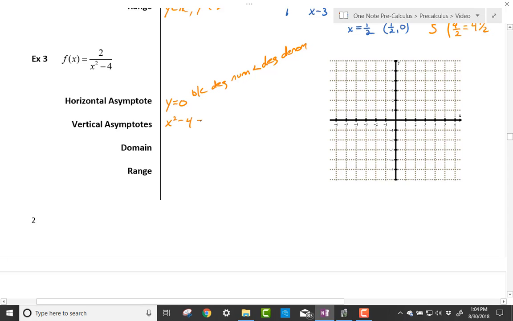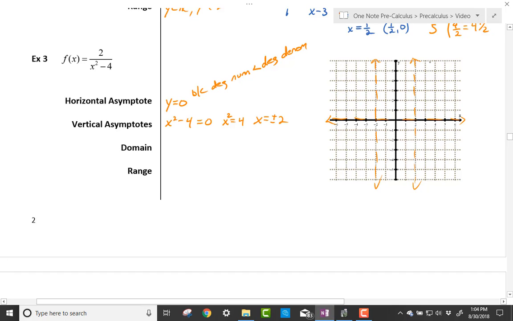I'm going to set it equal to 0 and find them. I'm going to add 4 to both sides. That's going to be x squared equals positive 4. I'm going to square root both sides and I'm going to get x equals plus and minus 2. So let's start by graphing these. I have y equals 0, which is going to go straight across the x-axis. That's my horizontal. I have a vertical at negative 2 and a vertical at positive 2. This ought to be an interesting graph here.